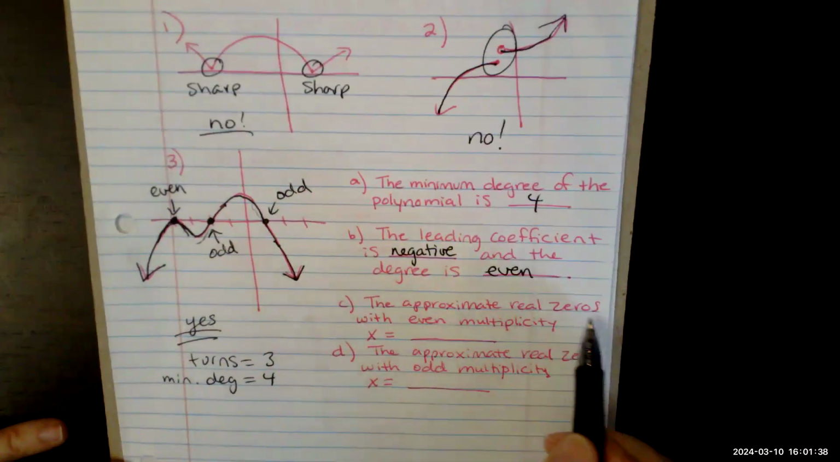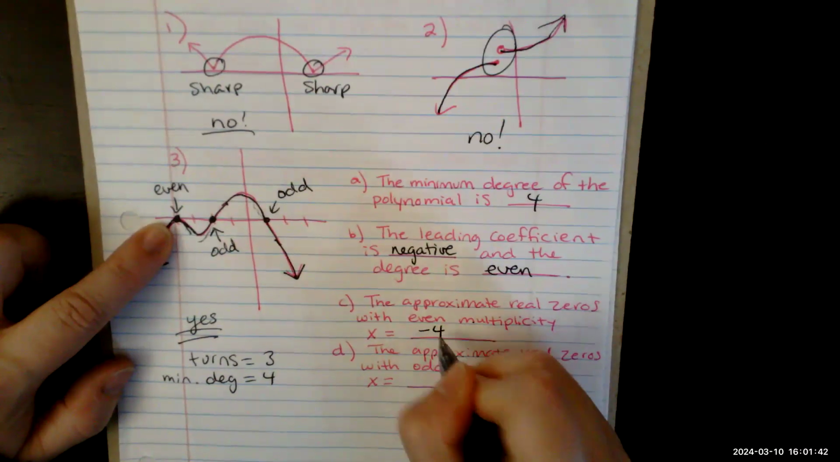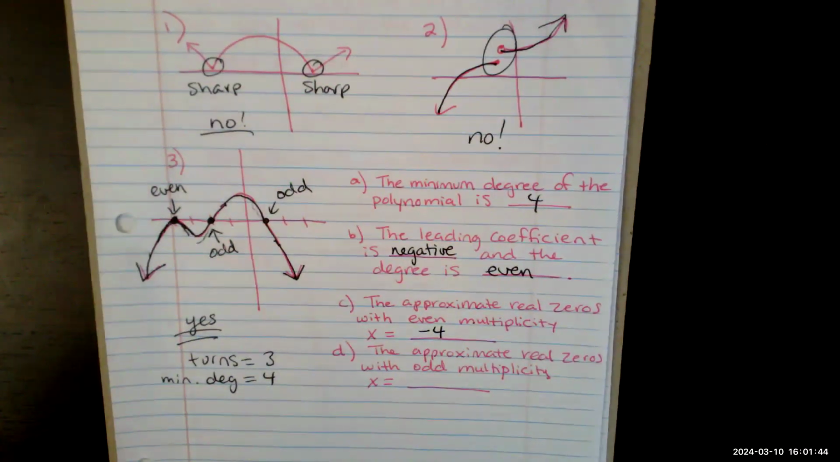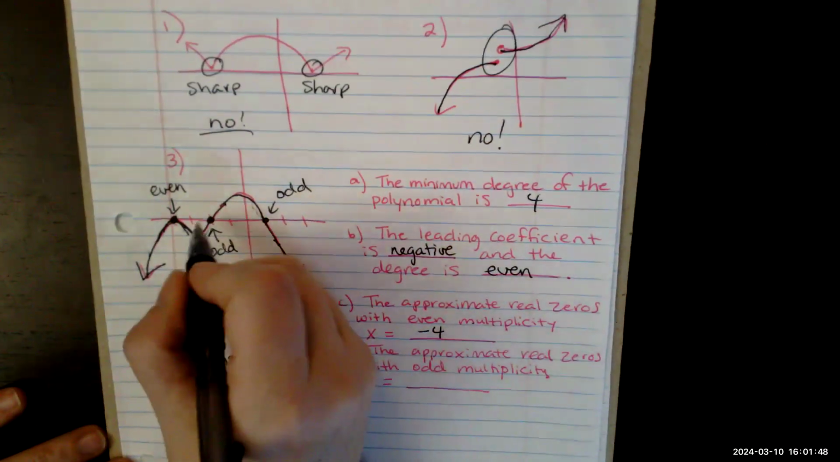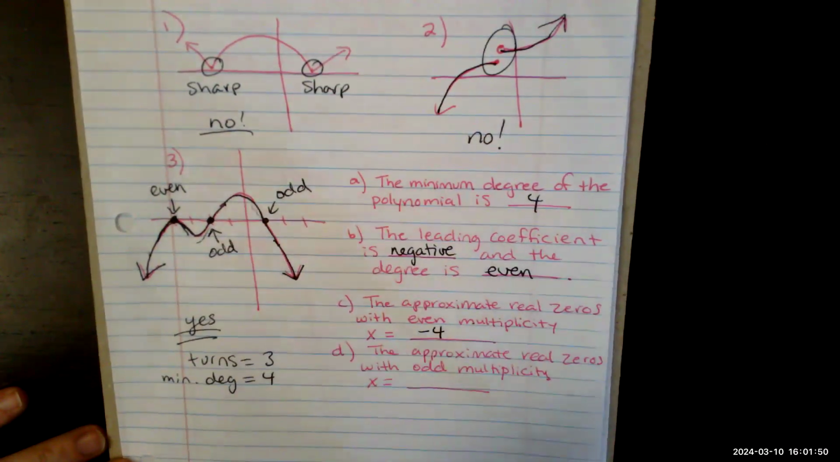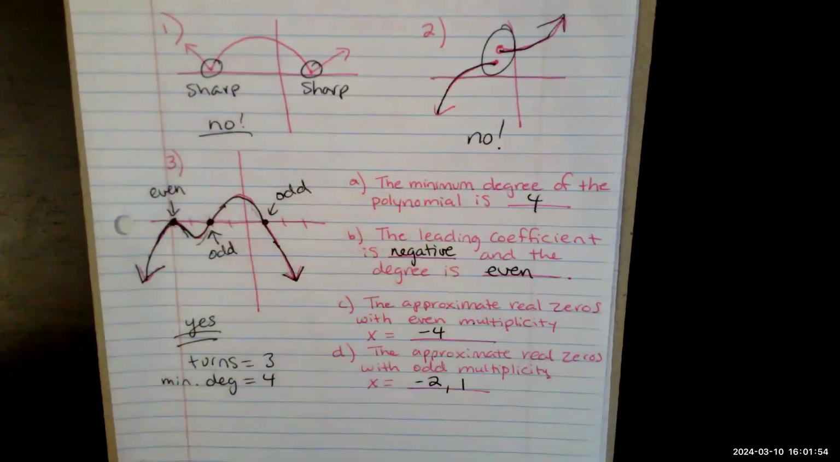So what is the approximate real zero with an even multiplicity? Just that one point. So -4. And which of these zeros seems to have an odd multiplicity, meaning they just happen once, maybe 3 times, maybe 5 times? -2 and +1.